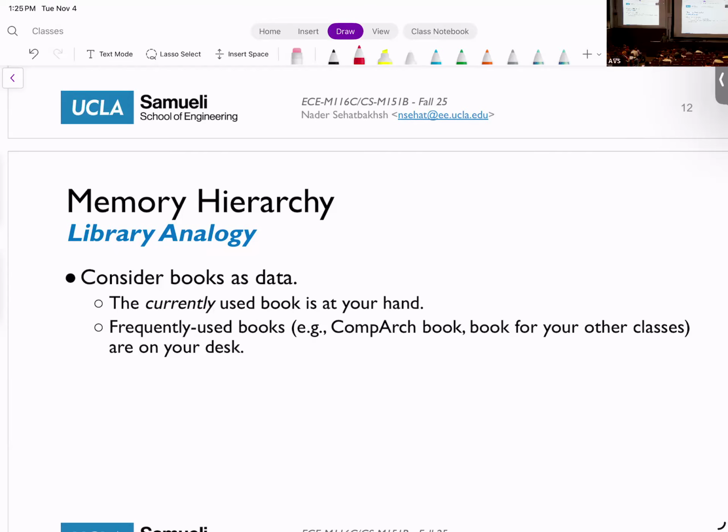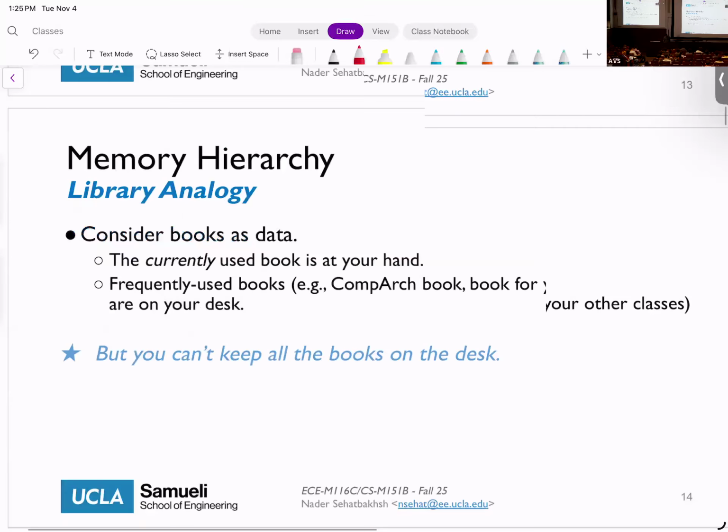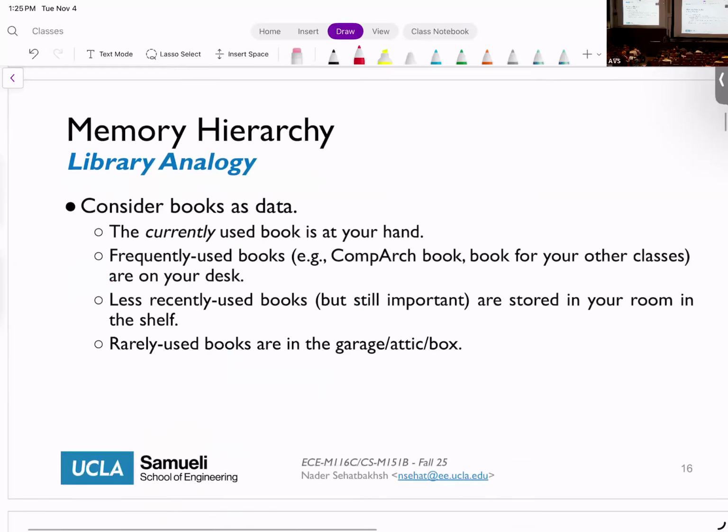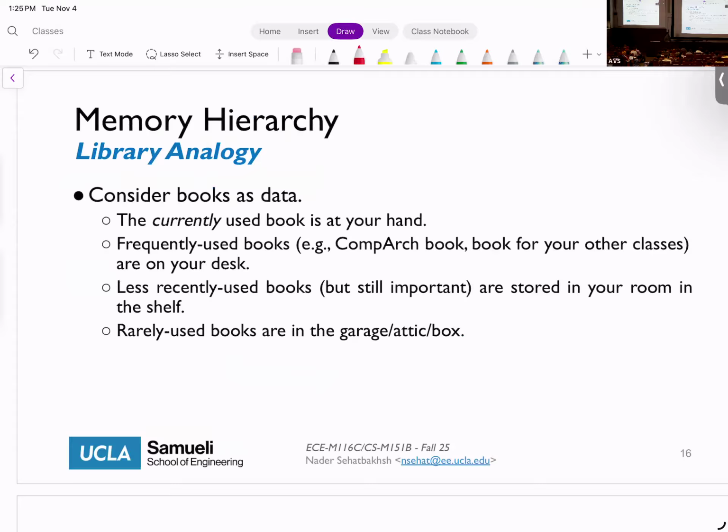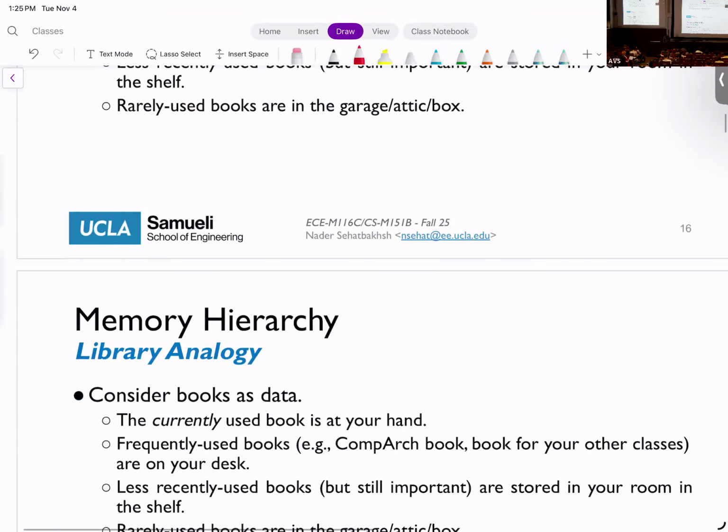Yes, ideally you want to have all the books that you ever need always next to you, but the reality is that you have limited space in your bag, you have limited space in your room, and so on and so forth. So you cannot have all the books in the world in the same place. Again, the same story happens in memory. Now consider the books as data. The same idea happens in cache design.